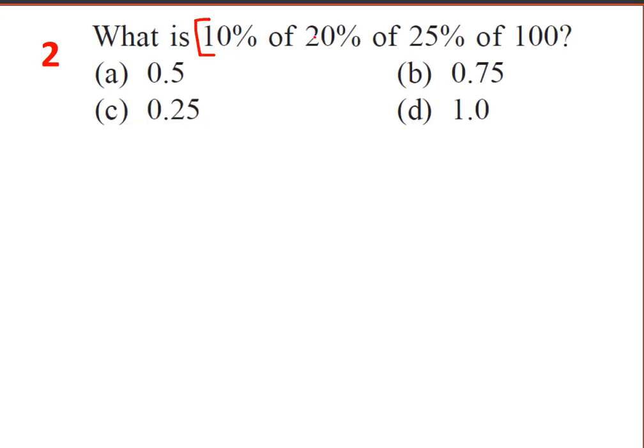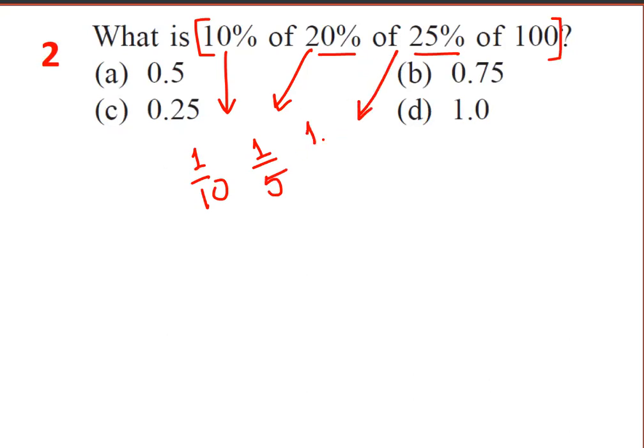What is 10% of 20% of 25% of 100? How are you going to do this? We know 10% is 1 by 10. 20% is 1 by 5. 25% is 1 by 4 of 100, right? So 5 4s are 20, and 20 10s are 200. So the answer will be 1 by 2, which means 0.5.